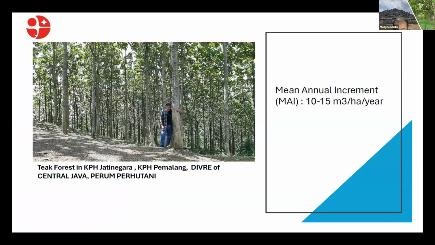Based on research estimates, JPP has a mean annual increment of about 10 to 15 cubic meters per hectare per year, which is higher than conventional teak, at 9.7 cubic meters per hectare per year. The picture was taken in May 2023. The JPP teak trees are located in KPH Pemalang, in the Central Java Regional Division. At the time, the teak was 10 years old.